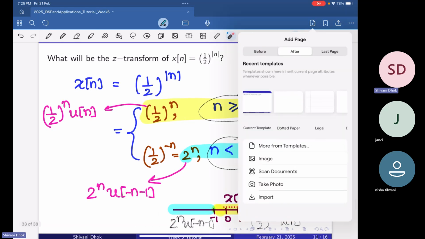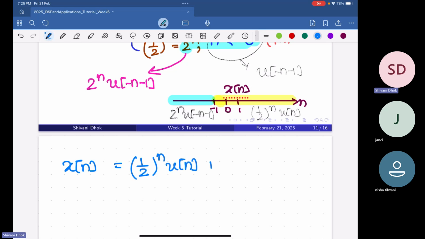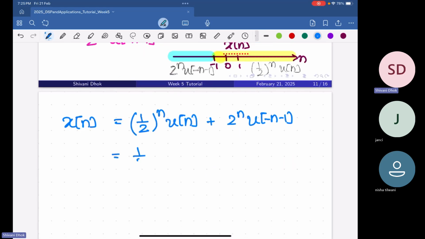Okay. So now what we get? We get x of n as 1 by 2 to the power n u of n plus 2 to the power n u of minus n minus 1. This we can write as 1 by 2 to the power n u of n minus of minus 2 to the power n u of minus n minus 1. So do you recognize these in standard forms?